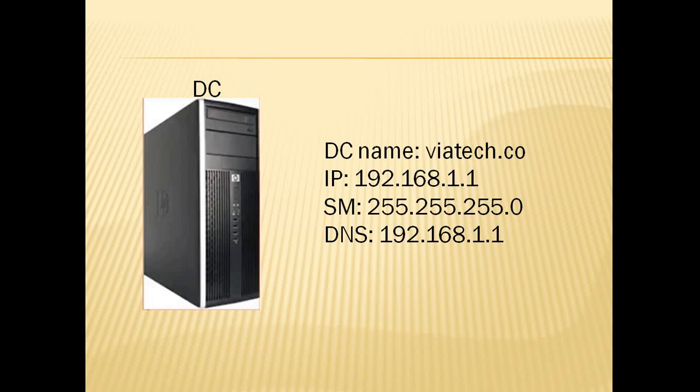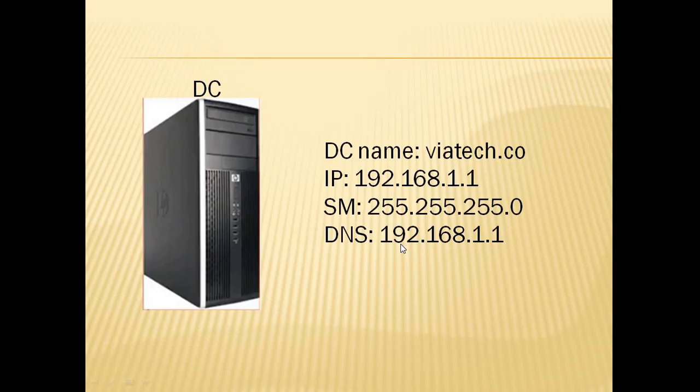Since I have used a Class C IP, 192.168.1.1, the subnet mask is going to be 255.255.255.0. And obviously, since this PC, this operating system that I'm going to use with IP 192.168.1.1, is itself going to act as a domain controller, its IP is also going to be the same thing.